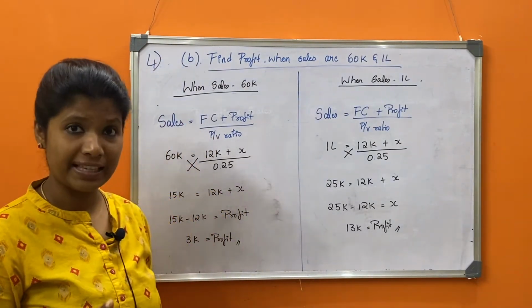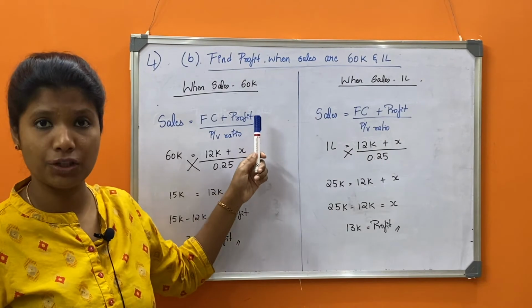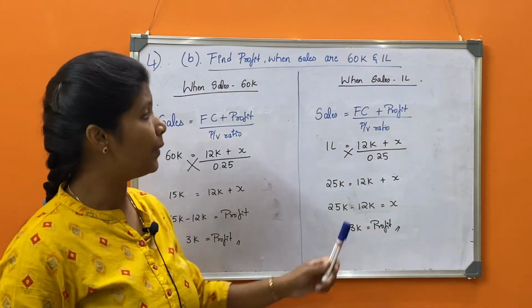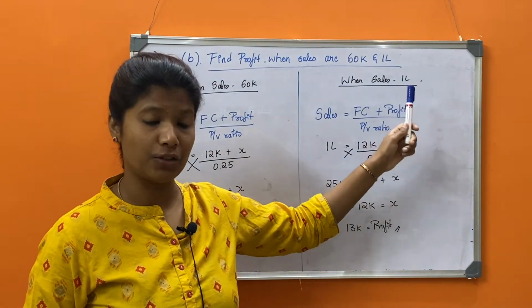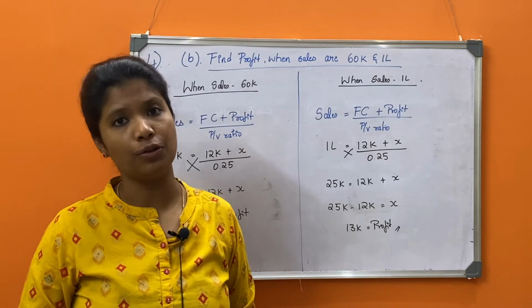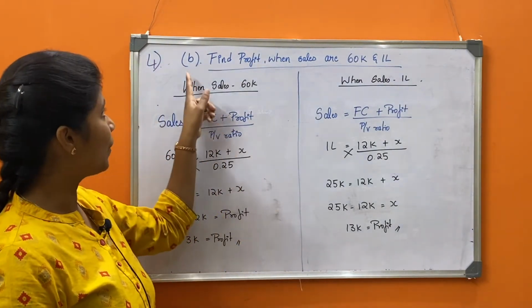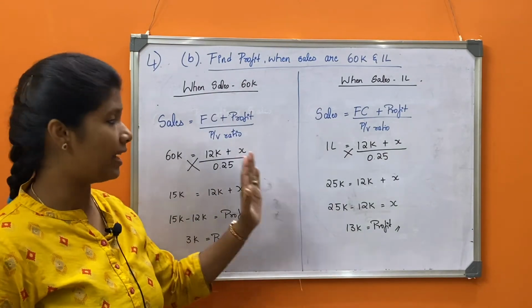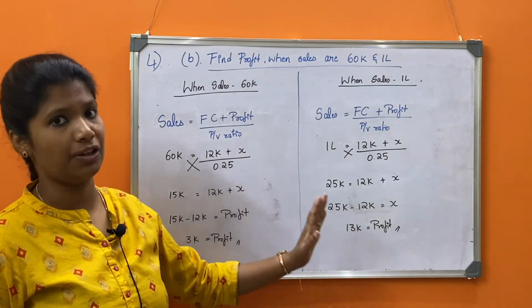So, when your sales hits 60,000 units, your profit is rupees 3,000. When your sales goes up to 1 lakh, the profit you earn is 13,000 rupees. Hope the point B question is clear to all of you. That is condition A and condition B.